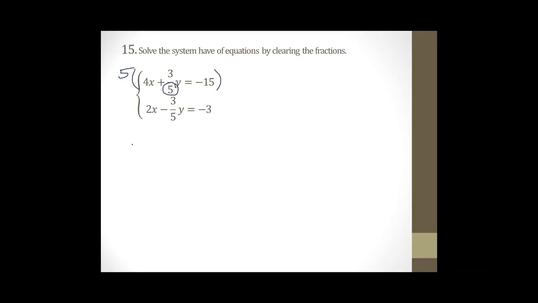5 times 4 is 20x. Then 5 times 3 over 5y. That's what's called clearing the fractions. The 5 on top, 5 on the bottom cancel out, and I will be just left with 3y. And then 5 times negative 15.